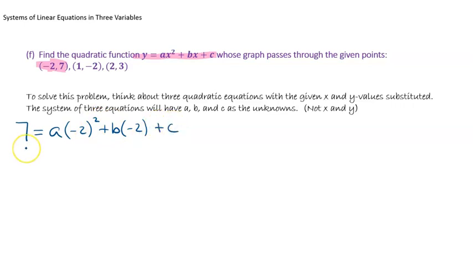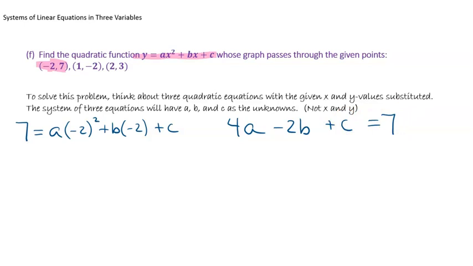Okay, so that gives me the equation. I'm going to come over to the right here. I'm going to write with the constant on the other side too because it looks better. 4a, that came from negative 2 squared is 4a, minus 2b plus c is equal to 7. That's the first equation in my system.